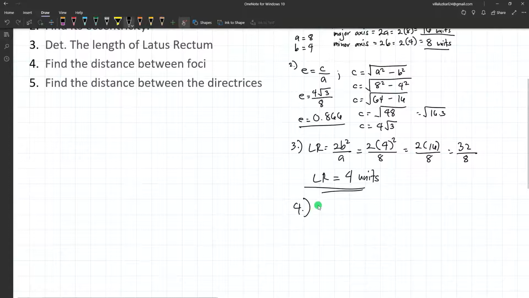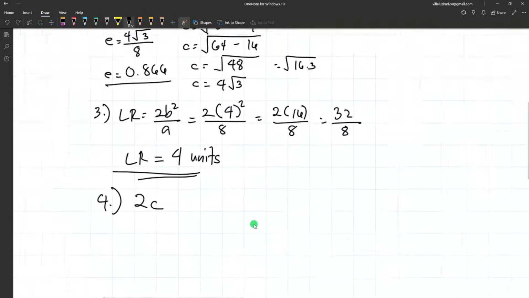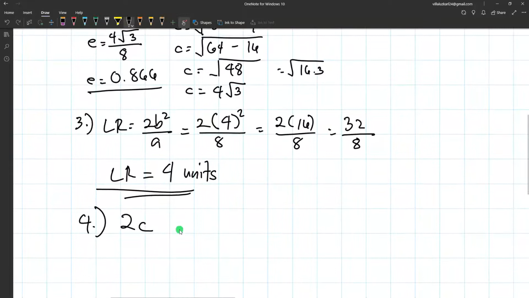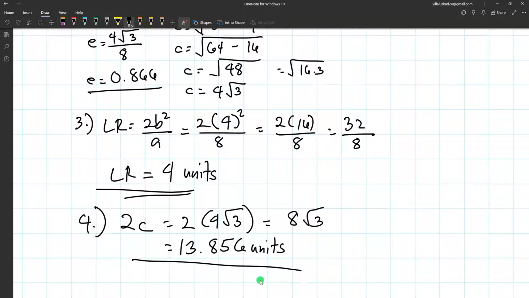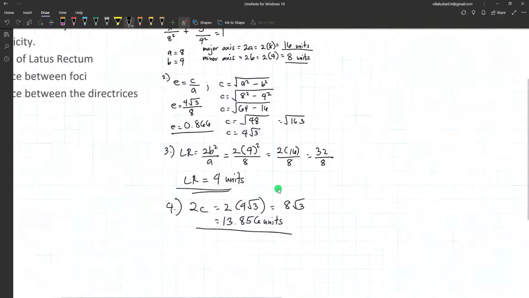Distance between foci is 2c. Okay, that's 2c. Since we have c, 2 times 4 square root of 3 is equal to 8 square root of 3. 8 square root of 3 in decimal is 13.856 units. That's your distance between foci.